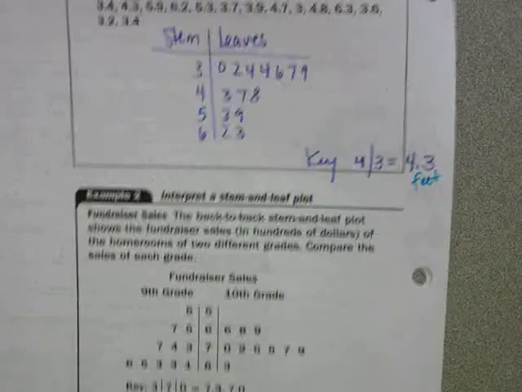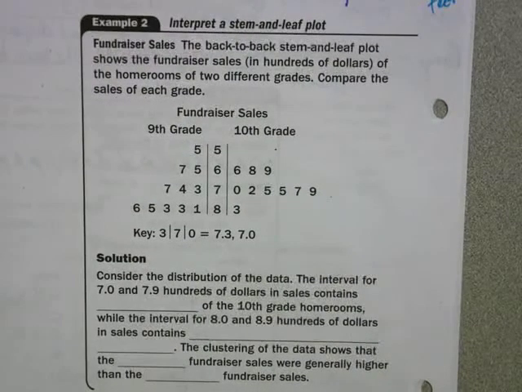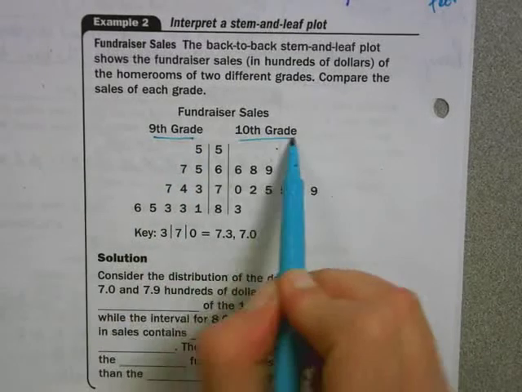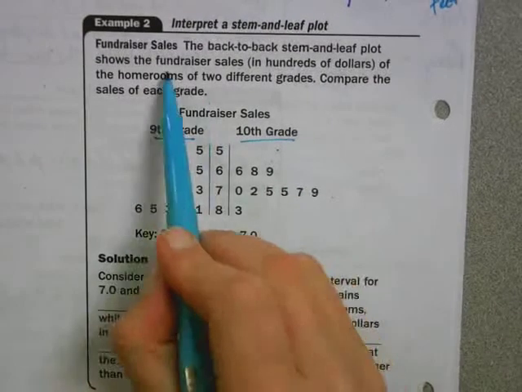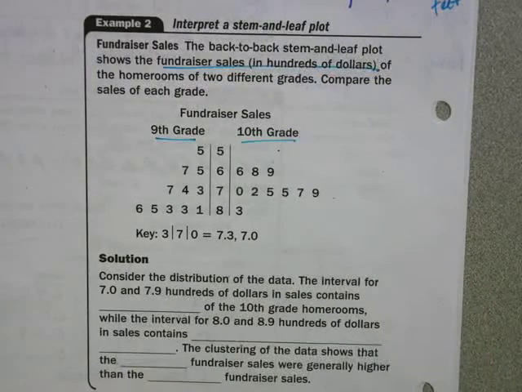All right, example 2, we're going to get 2 different sets of data. So we're going to do a back-to-back stem and leaf plot. So what we have here is the 9th grade and the 10th grade. We have fundraiser sales in hundreds of dollars of the homerooms in 2 different grades, and we're going to compare the sales in each grade.